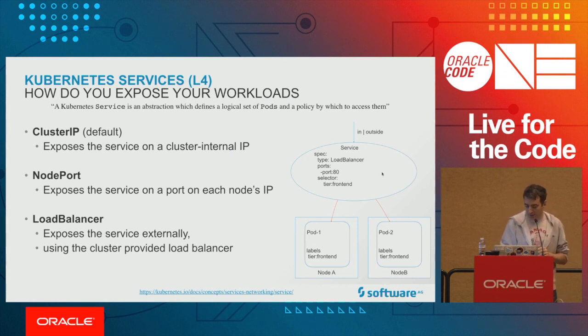So, for example, here I have a little schema, and I have defined a service of type load balancer on port 80, and it's matching the tier frontend label. So when it receives traffic, probably thanks to an external IP address, it will redirect this traffic across the several pods that have the label tier frontend, for example.